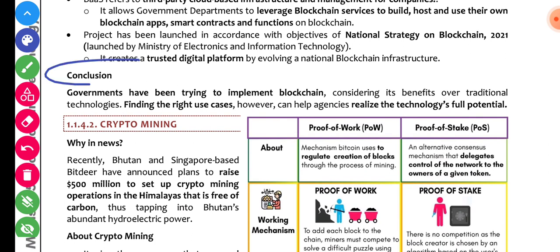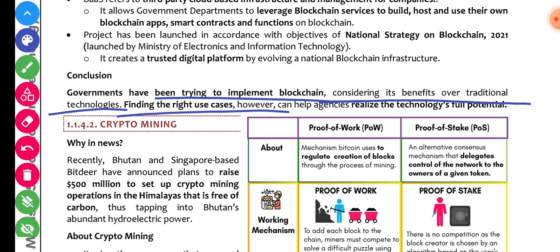And what is the conclusion? How can you conclude about blockchain as a service? Governments have been trying to implement blockchain, considering its benefits over traditional technologies. Finding the right use cases, however, can help agencies realize the technology's full potential.